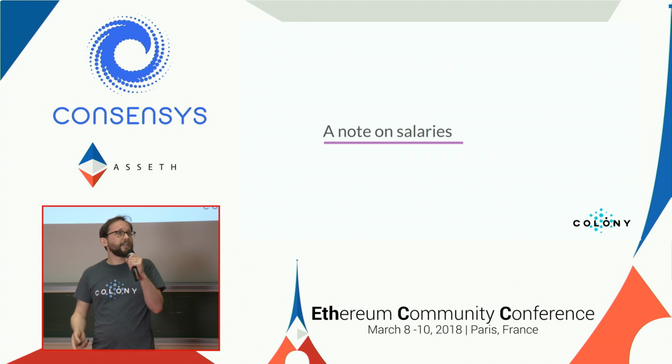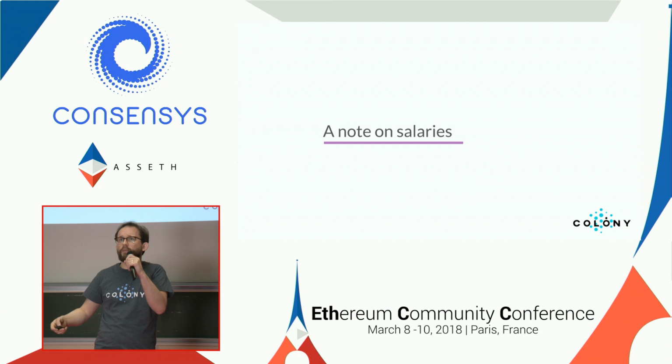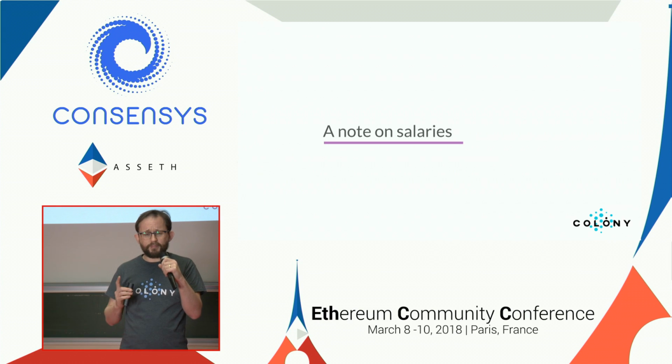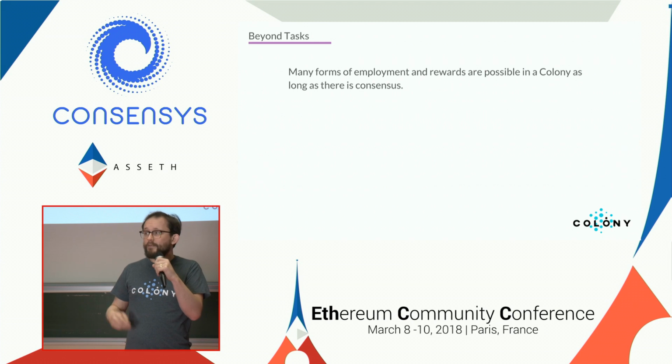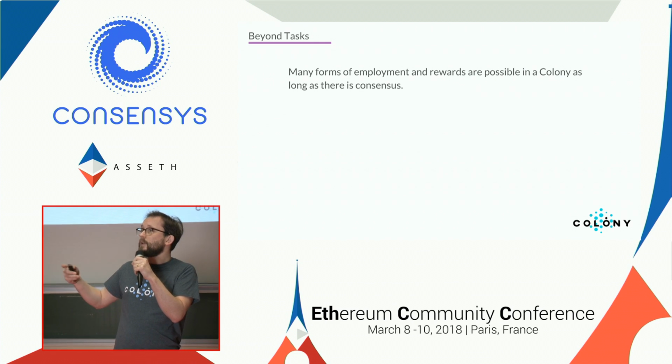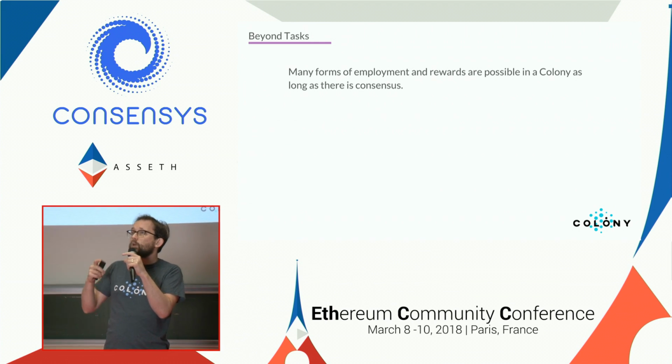Finally, a note on salaries. We always get asked about this sequence of task-based interactions. That's not really going to work for all kinds of work. And it is possible to do things like salaried positions in a colony as well. In fact, many different forms of employment are possible. What the white paper describes is what happens on the blockchain.